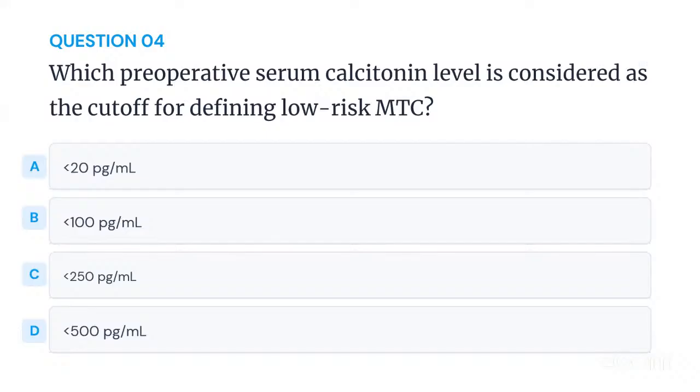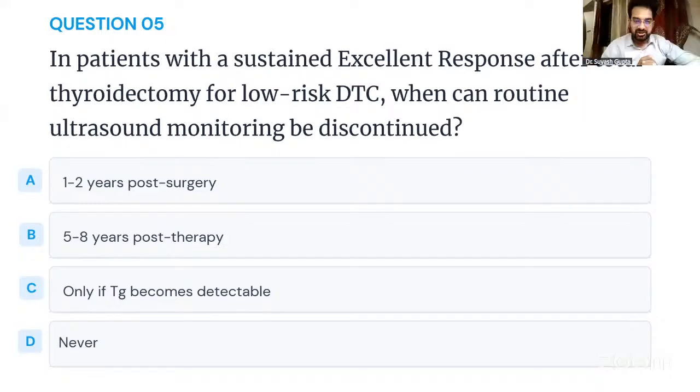So next question, sir. In patients with a sustained excellent response after total thyroidectomy for low risk DTC, when can routine ultrasound monitoring be discontinued? A, 1 to 2 years post surgery. B, 5 to 8 years post therapy. C, only if thyroglobulin becomes detectable. Or D, never.